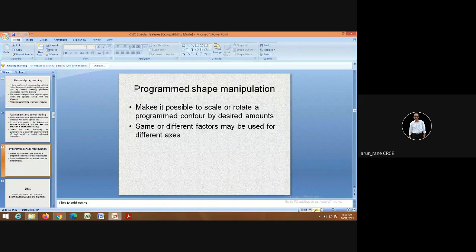Programmed shape manipulation. Shape manipulation means what? You can manipulate the shape, like offsetting, the command we use in AutoCAD. Like in AutoCAD, you can offset a line or you can offset a square. Suppose we have a 50 by 50 square, you can make it 60 by 60. That is, you are offsetting by 10 mm. So similarly, you can manipulate the shape.